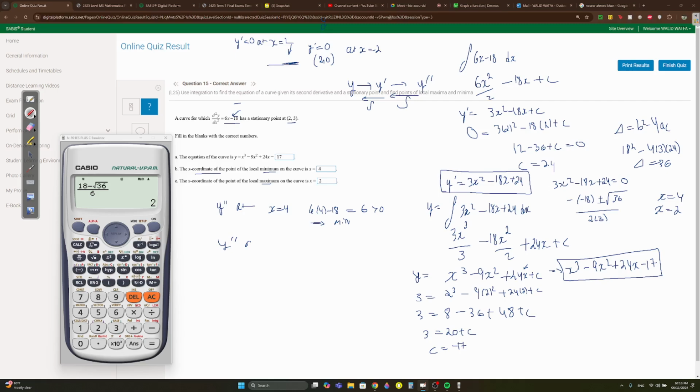How about at x equals 2? Let's test x equals 2. You're going to get 6 times 2 minus 18, which is equal to minus 6, which is less than 0. That means it's a maximum. Okay, so x equals 2 is a maximum, x equals 4 is a minimum. Okay, very easy.